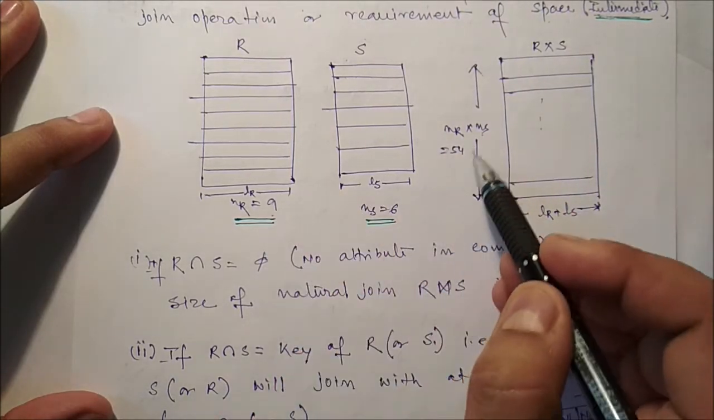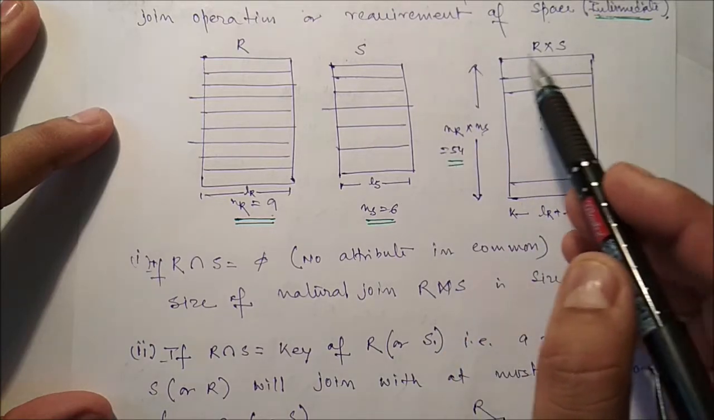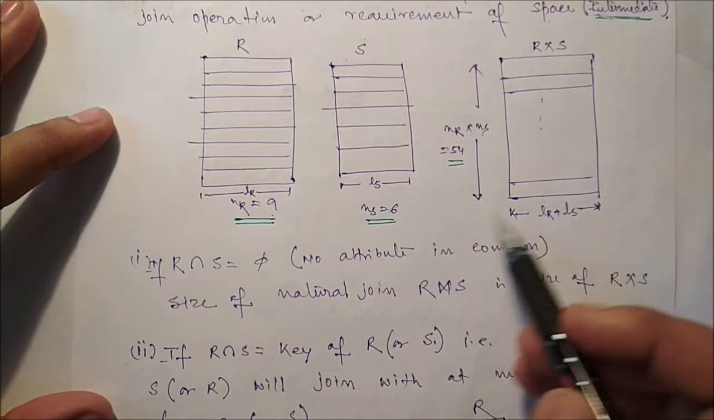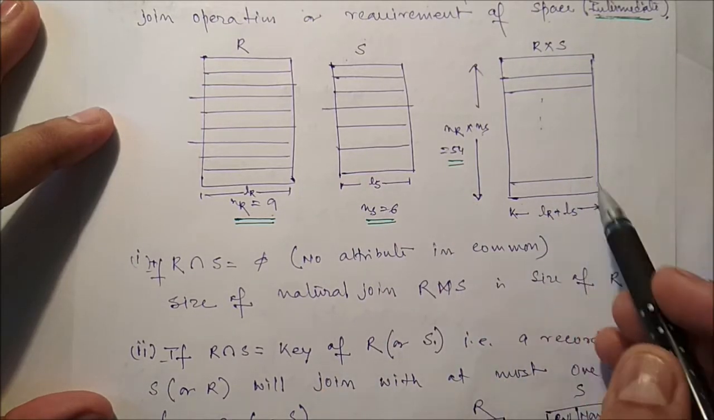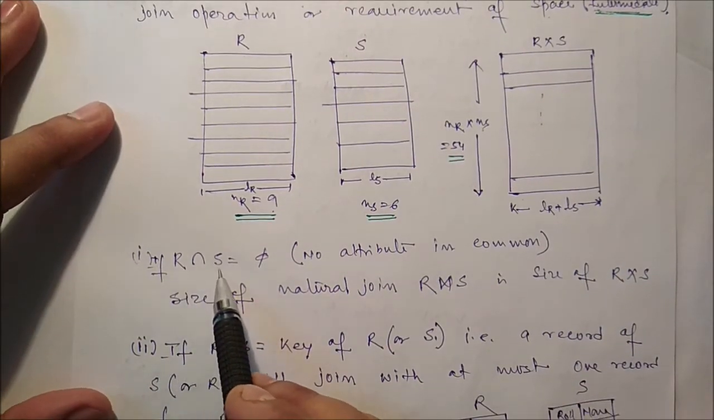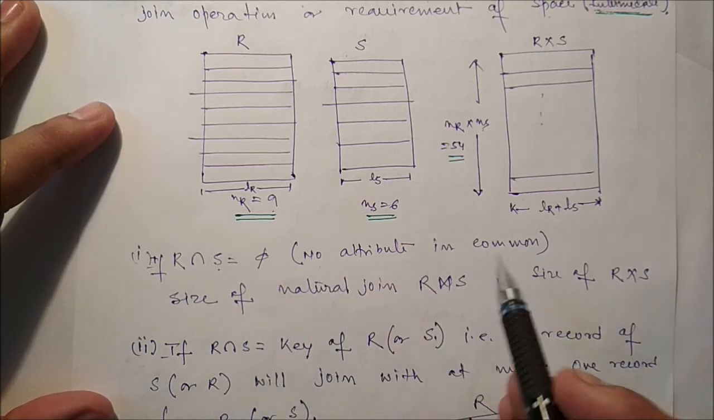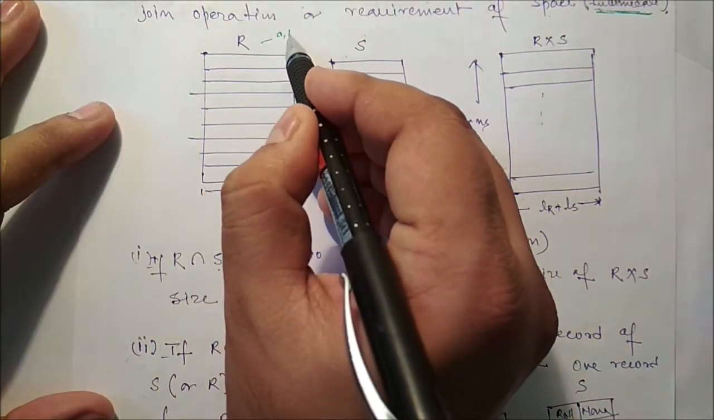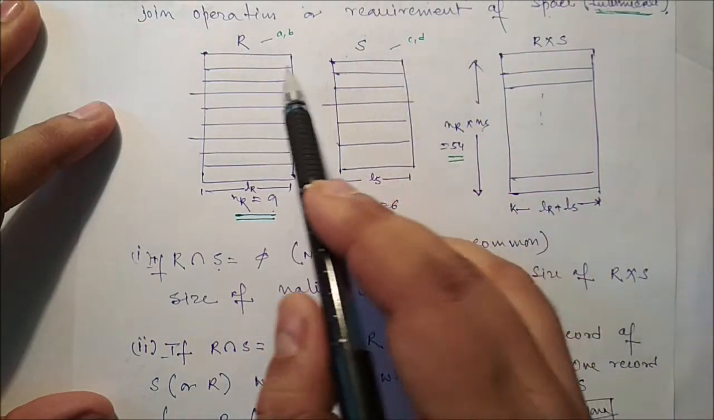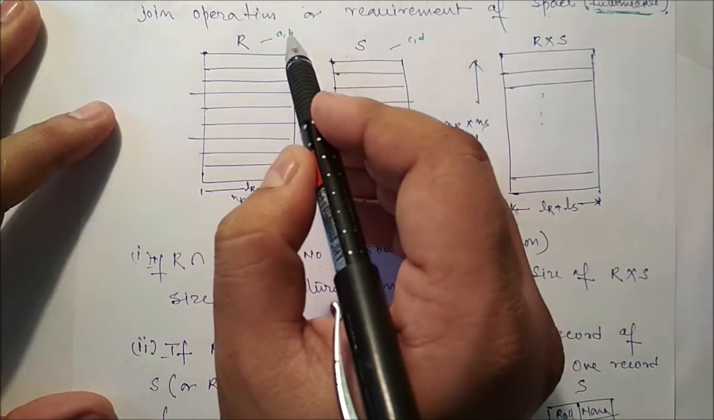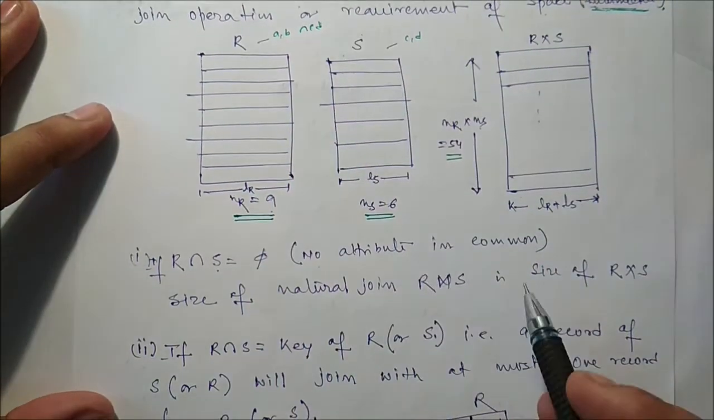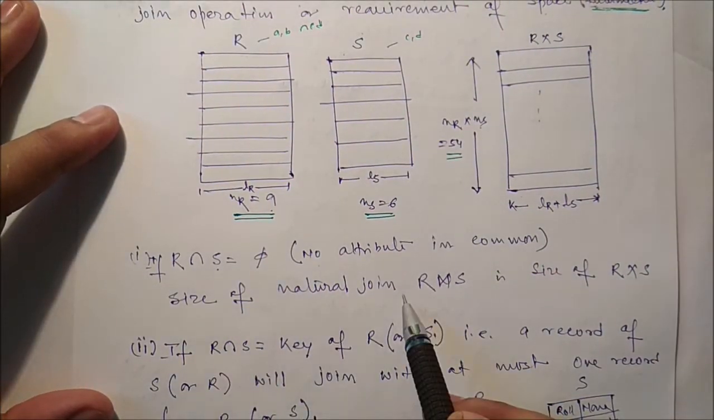So nr is n, into 6, it is 54, and this is nothing but our attribute count. If common attributes are there, then the size will be different. If common attributes are not there, then the size will be different. So we will see one by one. Let R intersection S be empty, that means no attribute in common. Let here only two attributes be there, A and B, and here C and D. So A and B attributes and C and D attributes are not common. If you apply A and B intersection C and D, definitely it will return empty.